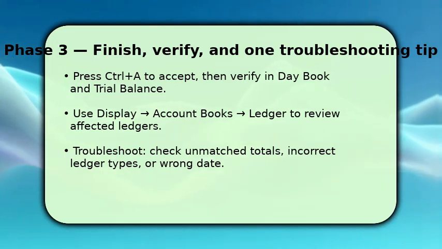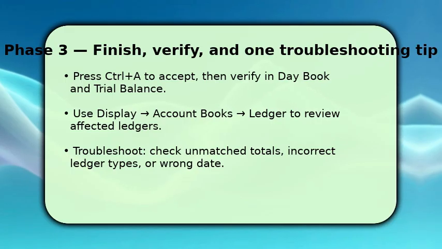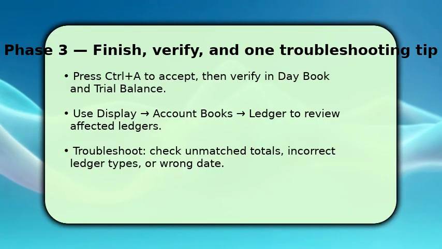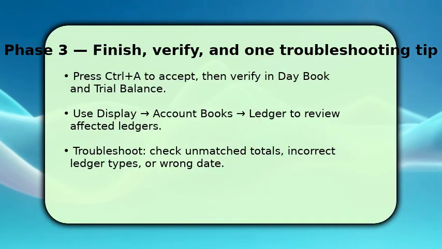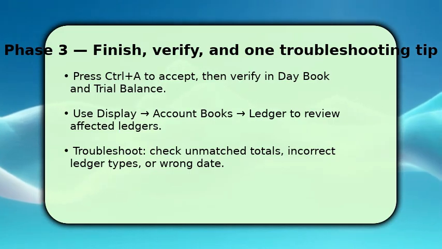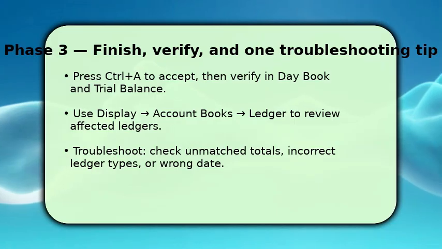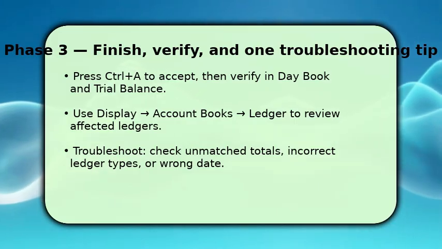Then verify the entry in the daybook and confirm balances in trial balance to ensure the impact is correct. If you need to inspect details, open Display, choose Account Books, then Ledger and view the affected ledgers for line-by-line confirmation. If something is wrong, first check for unmatched totals, wrong ledger type, or an incorrect date.